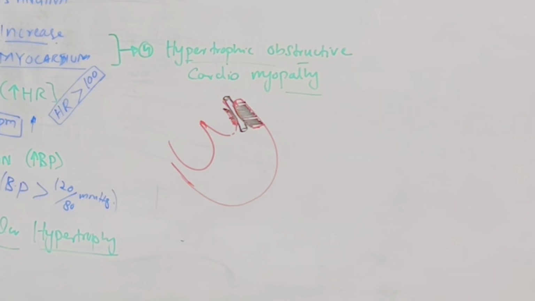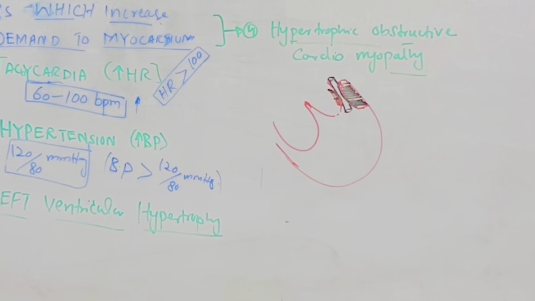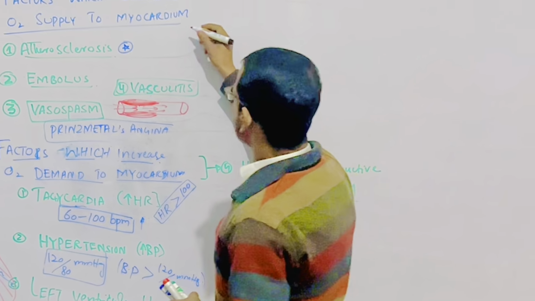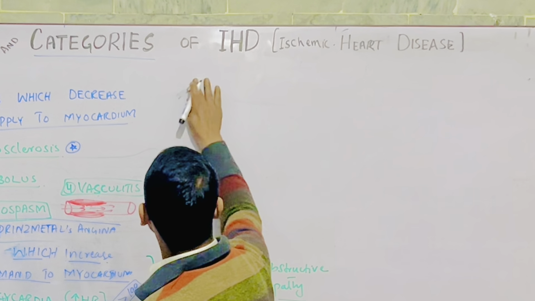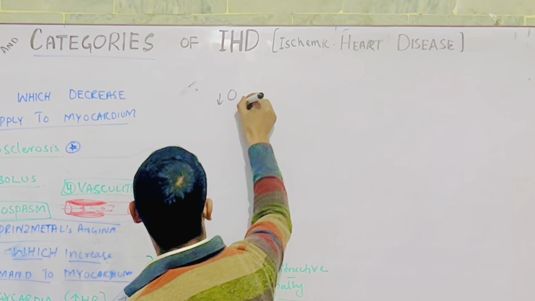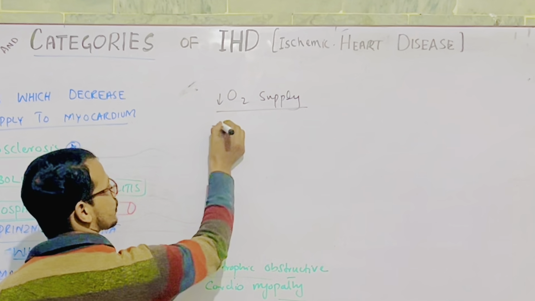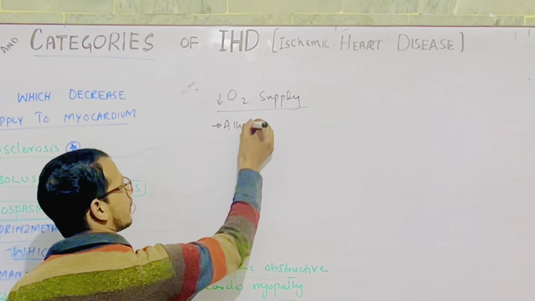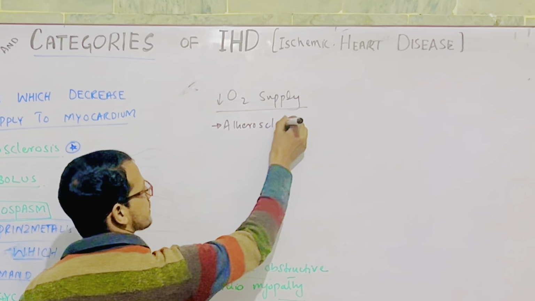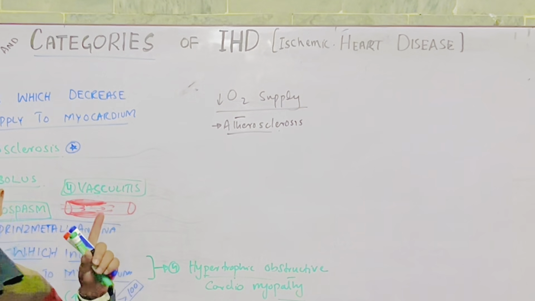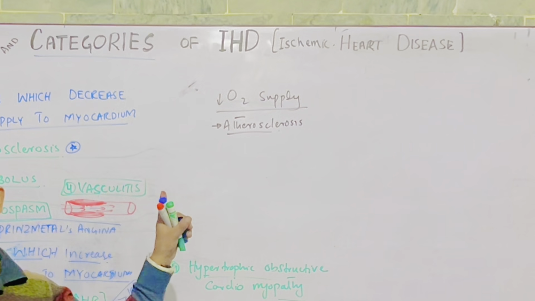So these are the factors which can increase oxygen demand or which can reduce oxygen supply. The first factor that will decrease oxygen supply, remember it in your minds, is atherosclerosis. We will discuss atherosclerosis in detail because this is a topic in your syllabus.